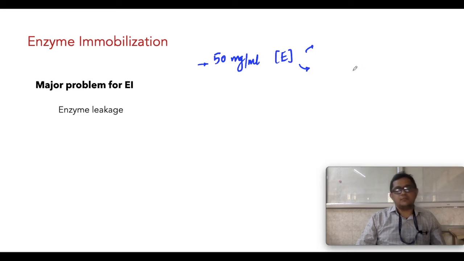And which method is most predominant for enzyme leakage? Especially the adsorption method of surface immobilization. This is a major problem because the non-covalent interaction is easily subject to detachment. Then the gel entrapment method also easily gets detached, based on the porosity of the support molecule. So this is the first factor that affects enzyme immobilization.